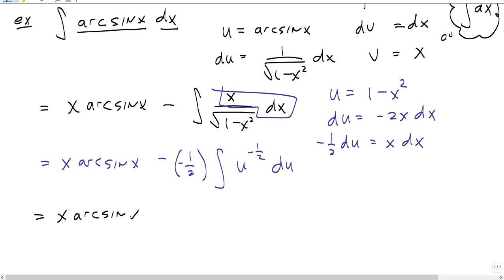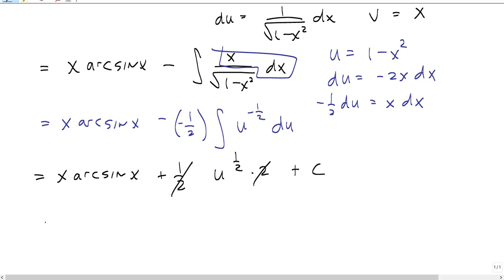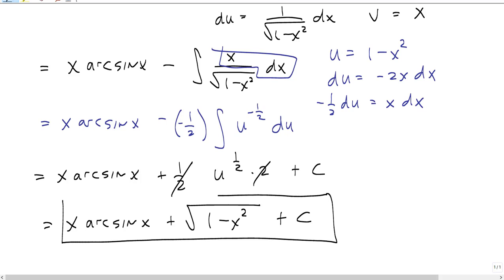And x arc sine of x plus 1/2. What is this? It is going to be u to the, add 1 to that, 1/2, dividing by 1/2 is the same thing as multiplying by 2, plus c. The 1/2 and the 2 cancel out, and we are left with x arc sine of x plus the square root of 1 minus x squared plus c. And if you take the derivative of that, you should end up getting just arc sine of x. Isn't that awesome?